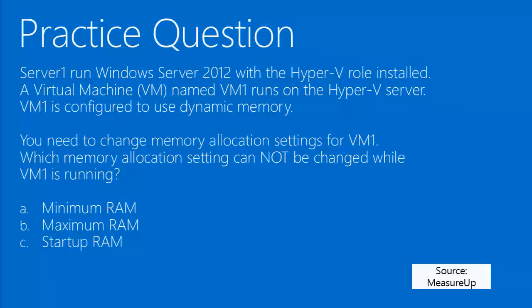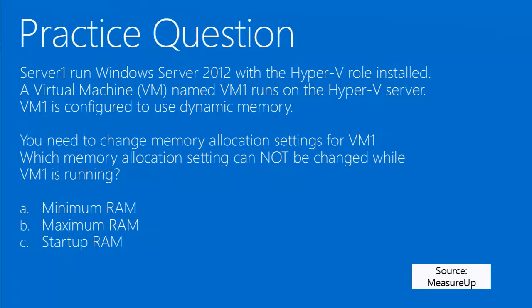Okay, so let's have a look at a practice question on Hyper-V. It's actually to do with the RAM we were just talking about. So here we have a server called Server 1 running Windows Server 2012. It's got the Hyper-V role installed. You have a virtual machine named VM1 running on the Hyper-V host. VM1 is configured to use dynamic memory.